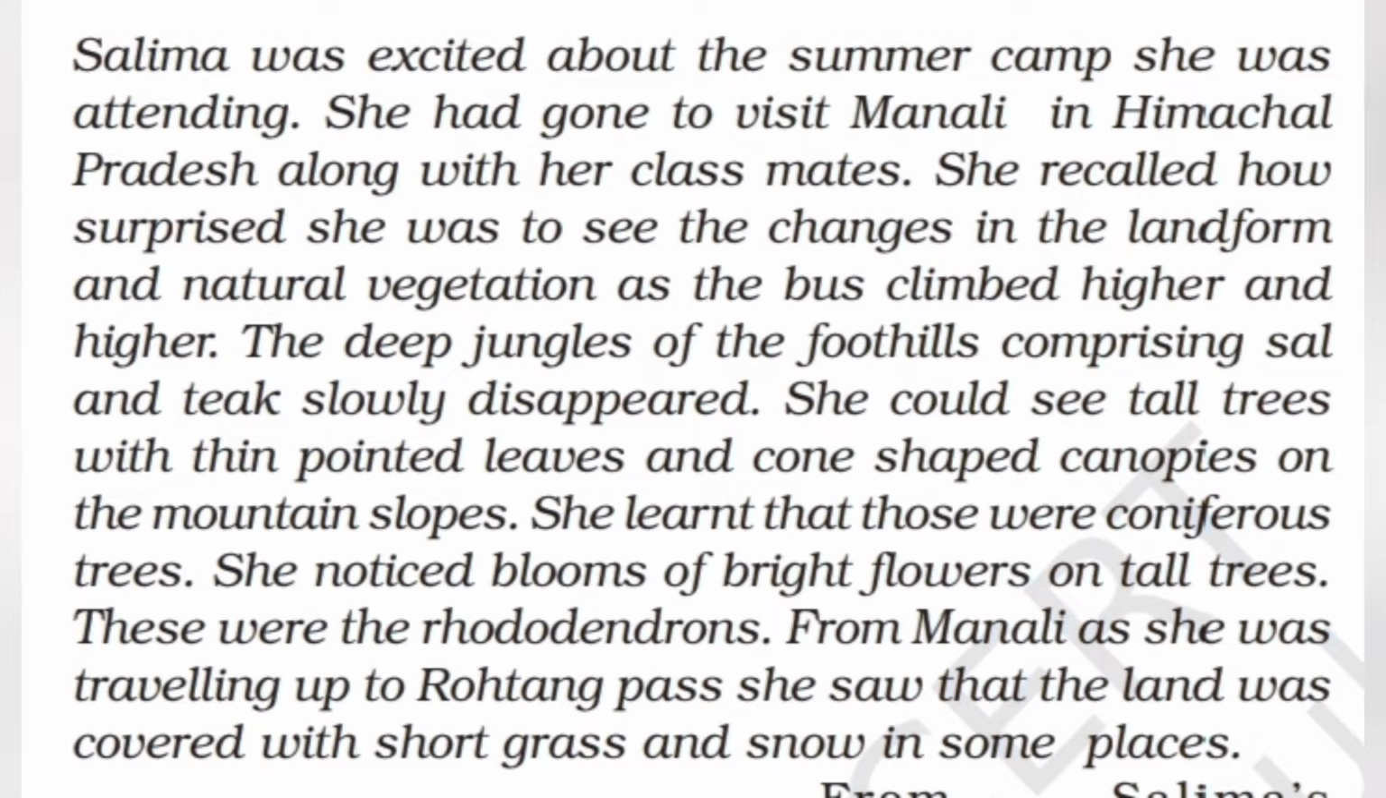She could see tall trees with thin pointed leaves and cone shaped canopies on the mountain slopes. She learned that those were coniferous trees. She noticed blooms of bright flowers on tall trees. These were the rhododendrons. From Manali, as she was traveling up to Rohtang Pass, she saw that the land was covered with short grass and snow in some places.